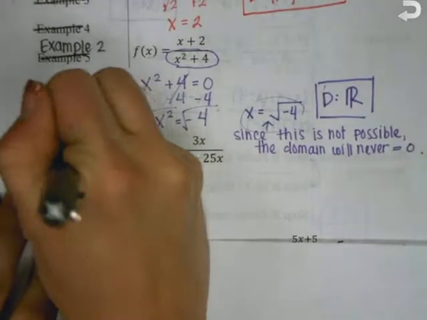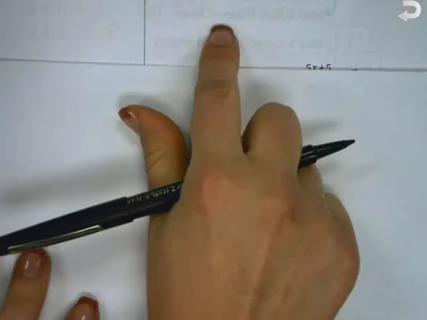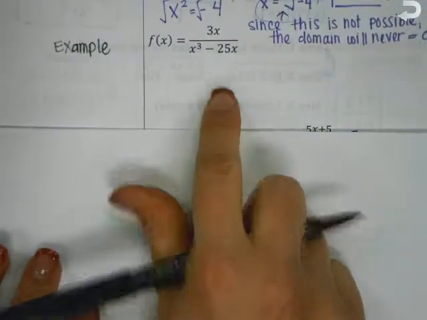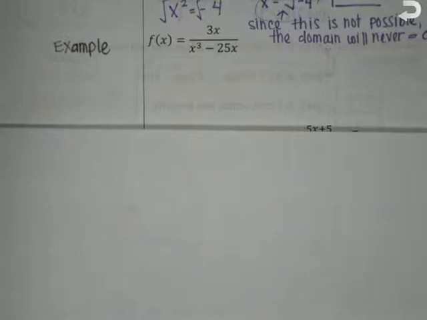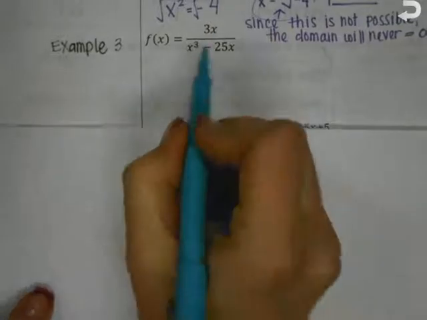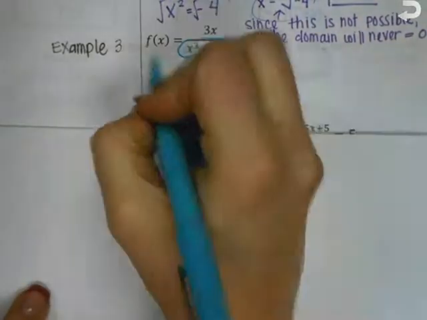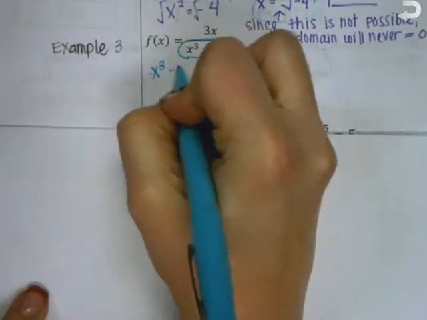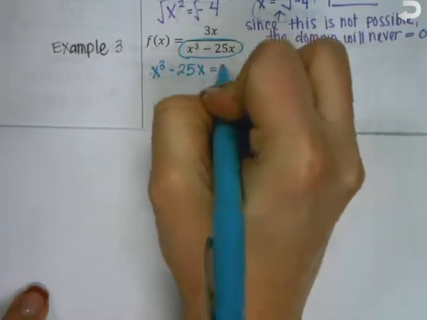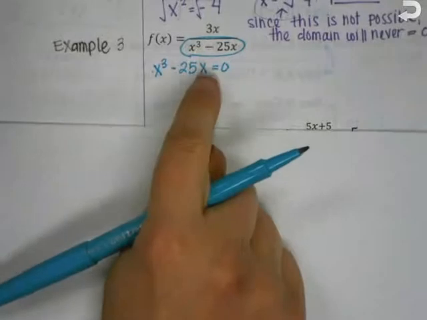So example 3. f of x equals 3x over x to the third minus 25x. Okay, same thing here. We are only concerned about the denominator, so I'm going to set that denominator equal to 0. So we have x to the third minus 25x equals 0. Okay, and we want to factor this thing. So how can I factor this guy?